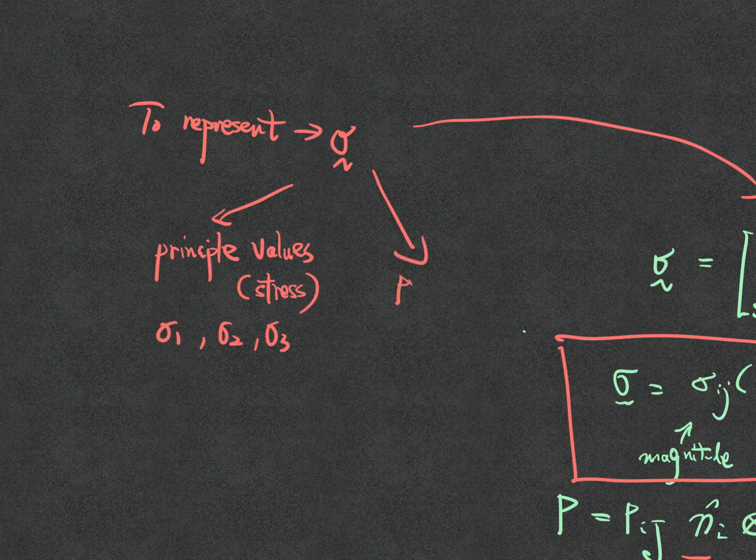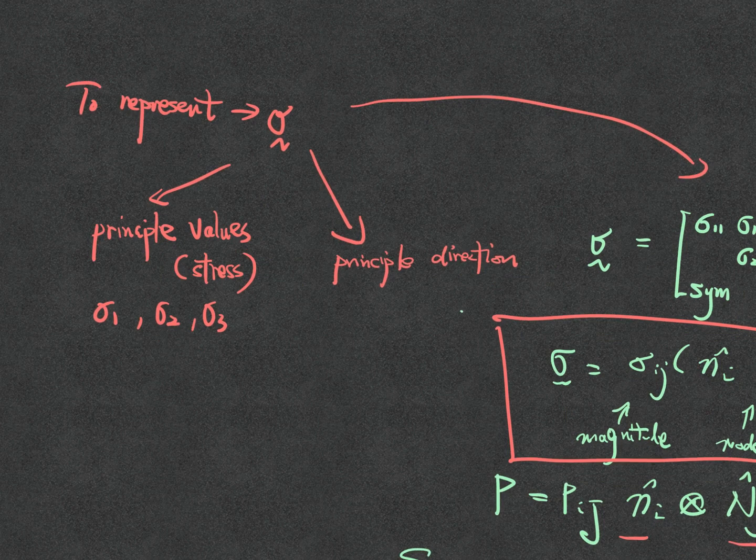In this case, I'll simply call them principal directions. Okay, so are principal directions eigenvectors? They are actually eigenvectors, and because there are 3 eigenvalues, there are 3 corresponding eigenvectors, N1, N2, and N3. Okay, 3 eigenvectors.